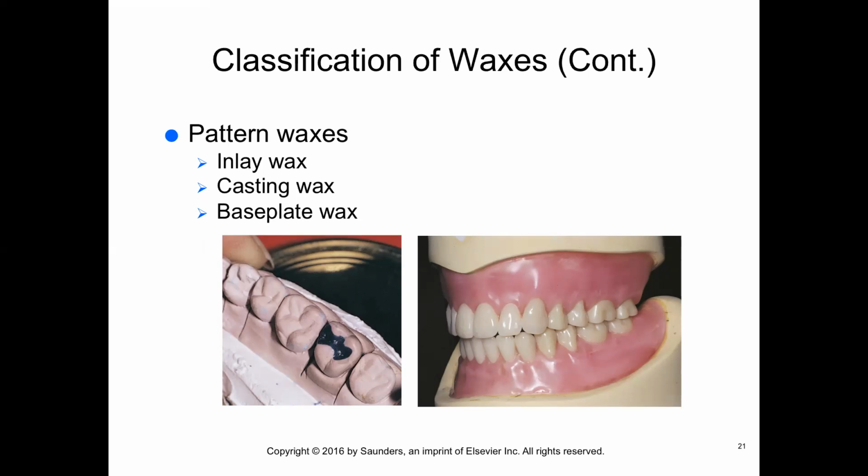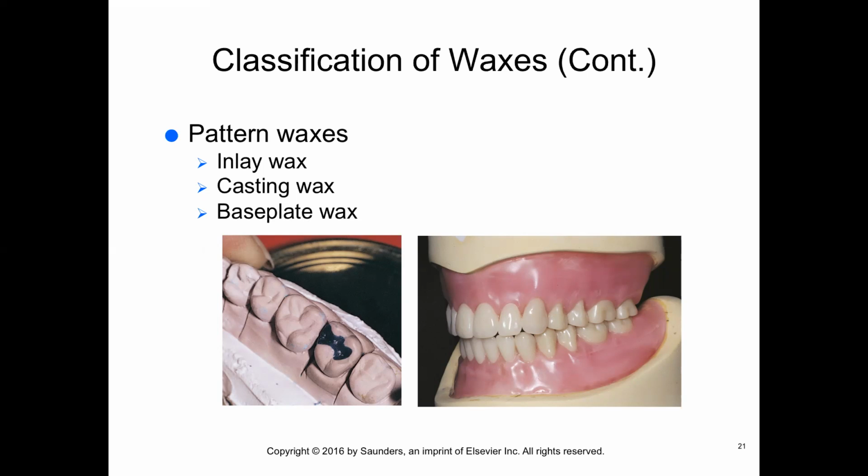Casting waxes are used to construct the metal framework for partials and complete dentures. These waxes come in sheets and preformed shapes. The physical properties of casting waxes are similar to those of inlay waxes, with the exception of the melting range.